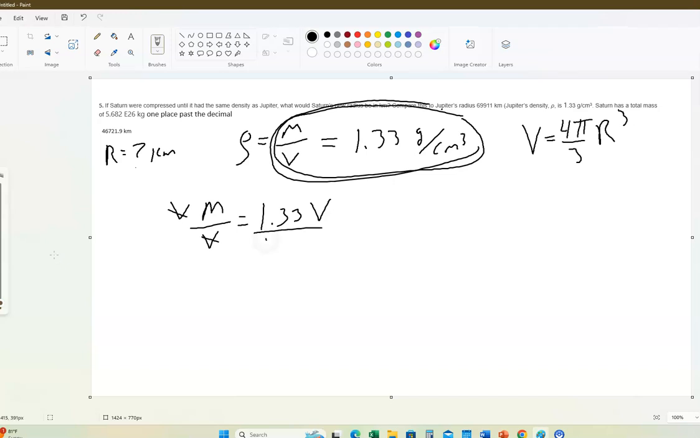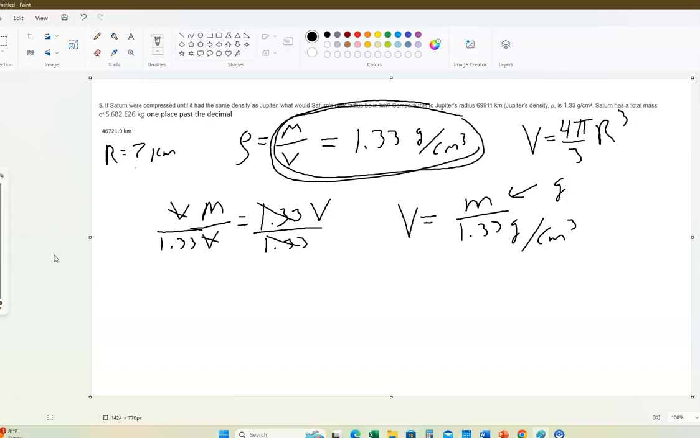All right, so it starts to look a little bit messy, but you get the idea here. The 1.33s cancel. And so let's clean this up a little bit. So the volume is going to equal the mass in grams divided by 1.33 grams per centimeter cubed. All right, so now the one thing that we have to do is convert the mass of Saturn into grams. That has to be in grams.